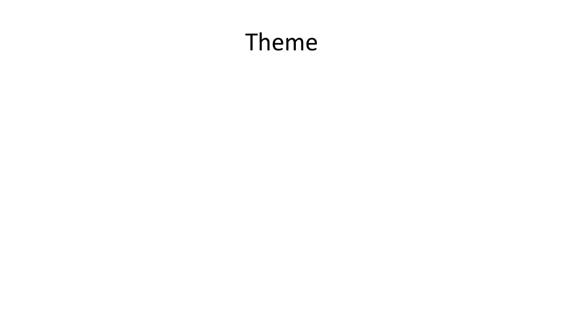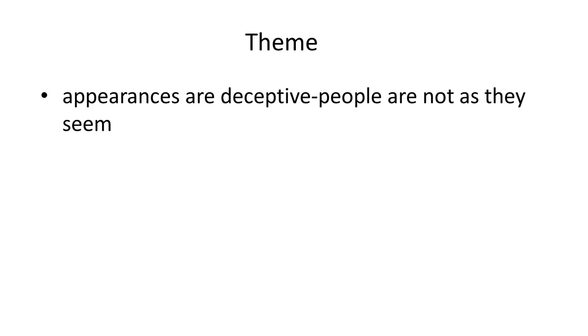If you look at the theme of the play, it's about the appearances of the people and their deceptiveness. Deceptive means sometimes people do not act as they seem. Their actions and their words differ. So sometimes people fool others by their deceptive quality. So that is one of the major themes of this play.